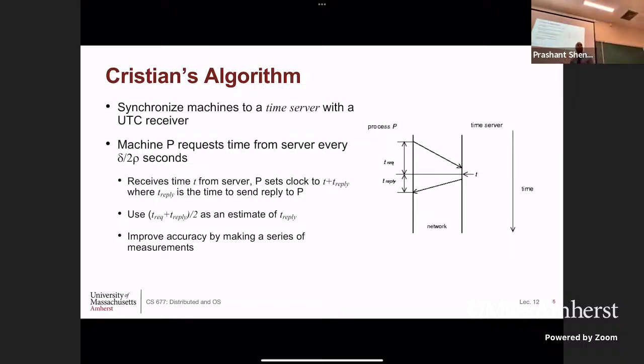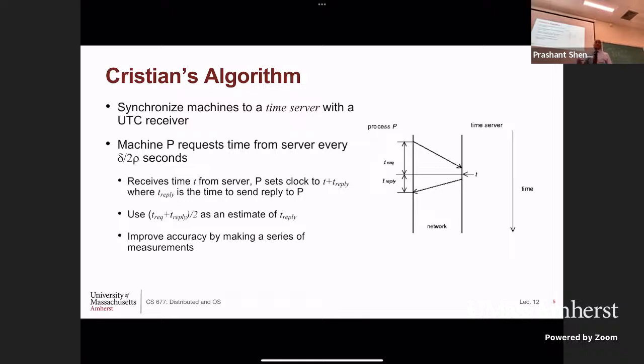We'll assume that there is some machine in the system which has synchronized with an atomic clock. So in this case, we will synchronize this computer with that time. We'll call that the time server. We'll synchronize it with the time server. So what is the basic algorithm?